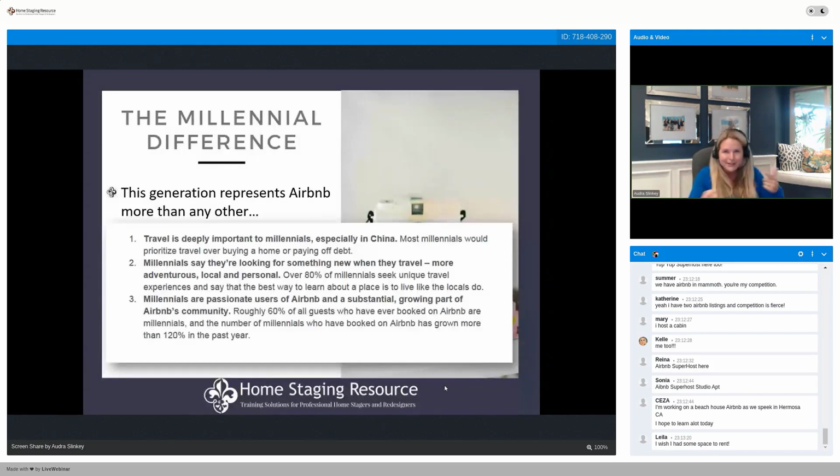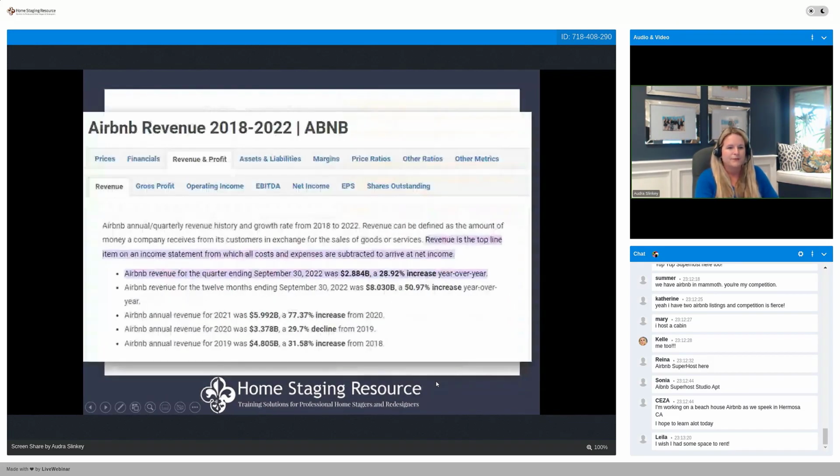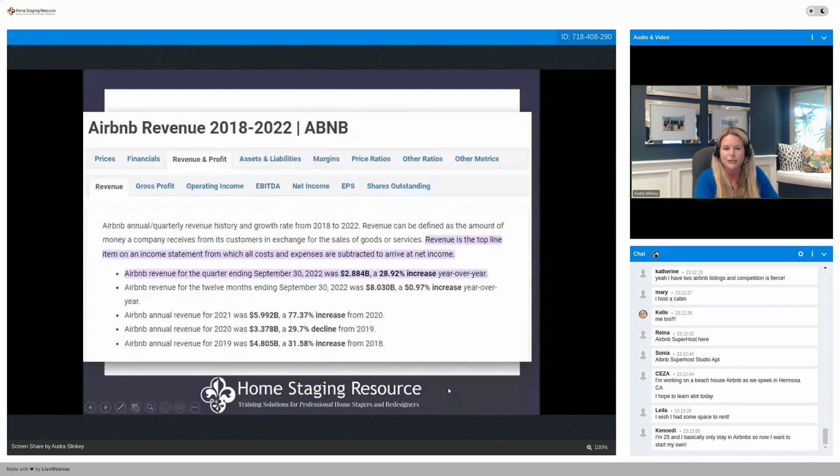Am I getting your design juices flowing here? So that's what makes it exciting. And that has grown, what is it? Airbnb's community, roughly 6% of all guests who have ever booked an Airbnb are millennials. Finally, if you're wondering how Airbnb is doing financially as a company, well, last year they made 2.88 billion.